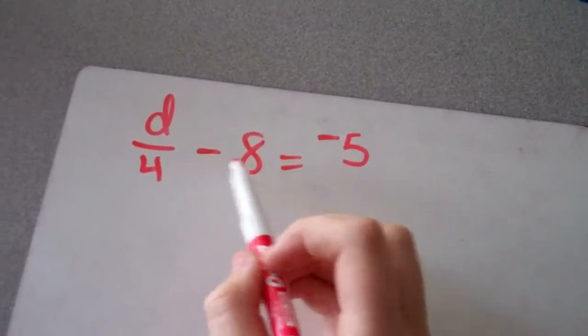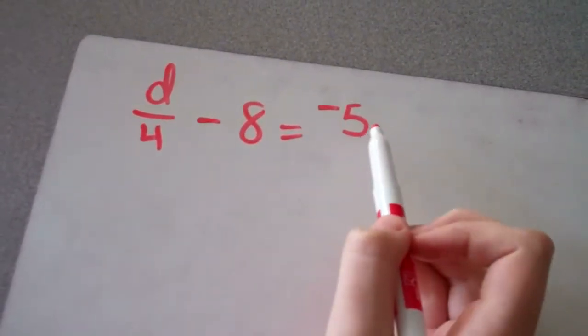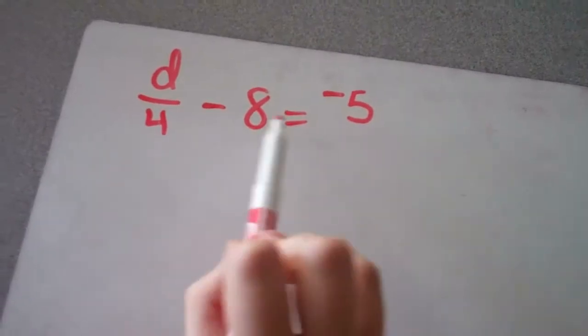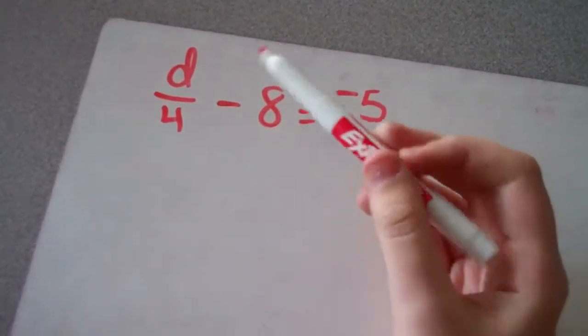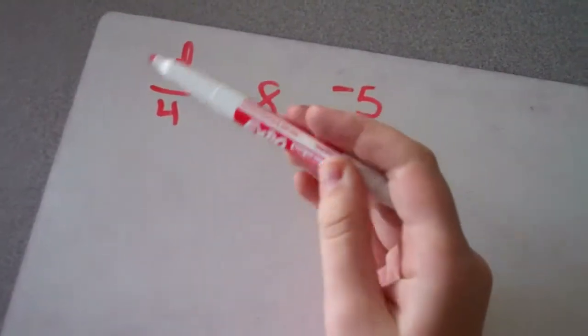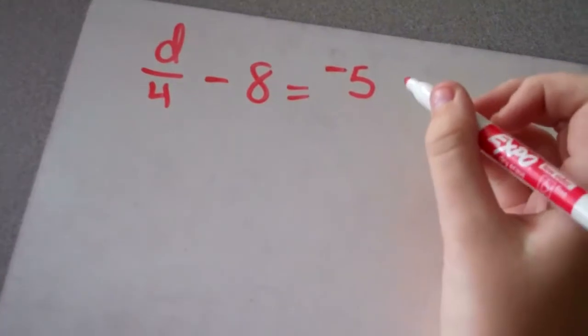So, this is my equation d over 4 minus 8 equals negative 5. I'm going to make sure I write this equation right because I often find myself misreading the problem. So, my problem is d over 4 minus 8 equals negative 5, and that is correctly written.